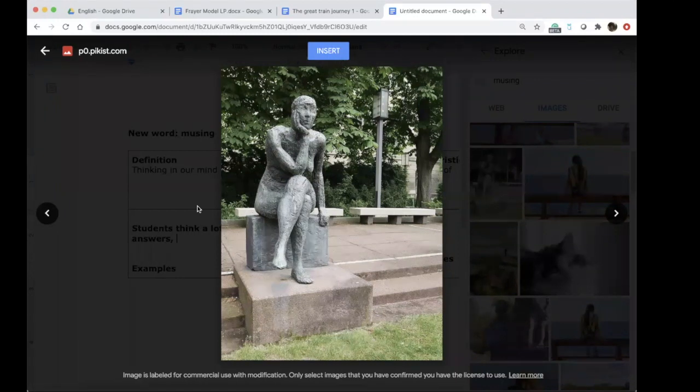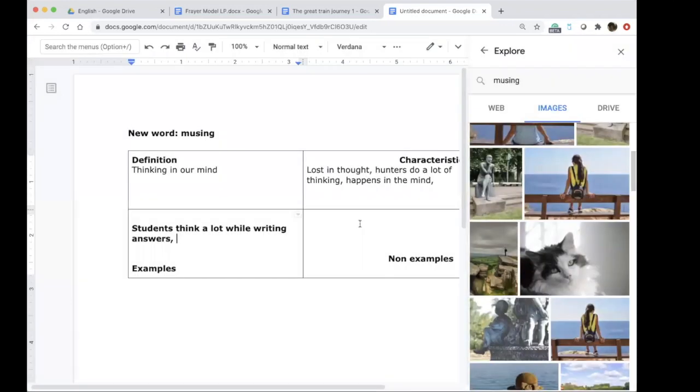Okay, he is thinking deeply. Maybe he is lost in some thought. So this is an example of thinking. If we cannot describe in words, you can also use some images as an example. So we can use this image as an example of the word musing.